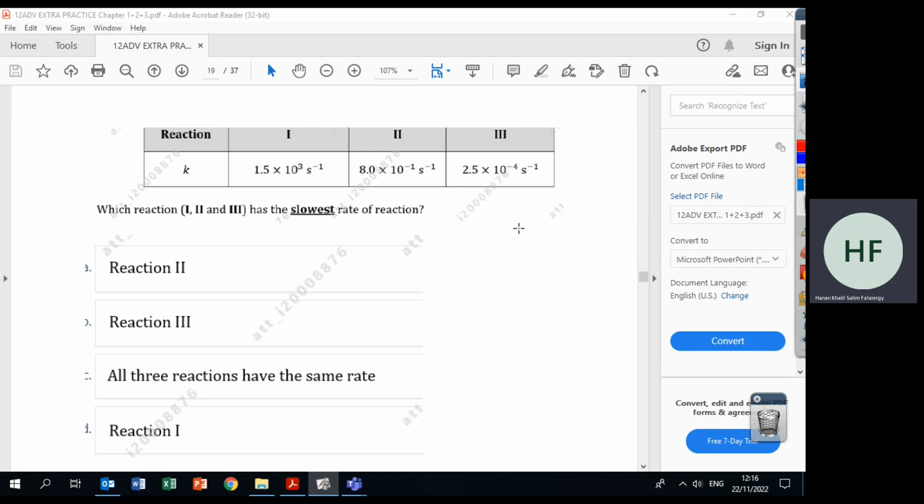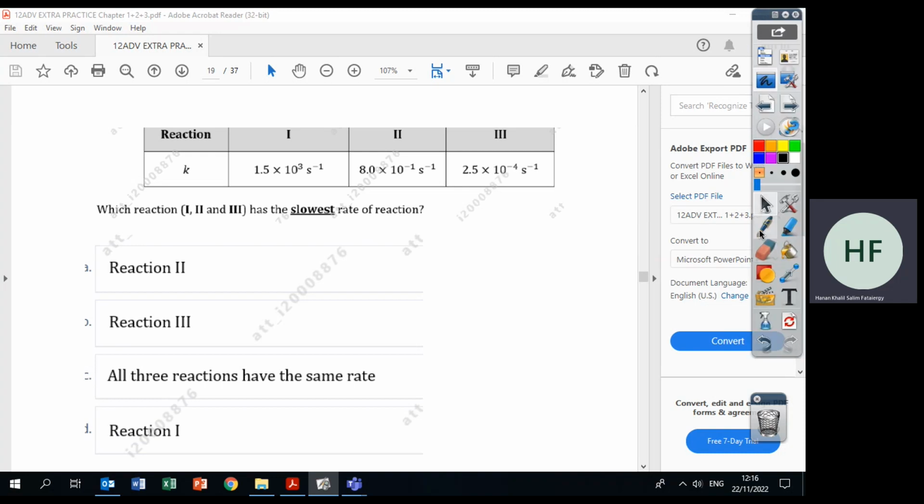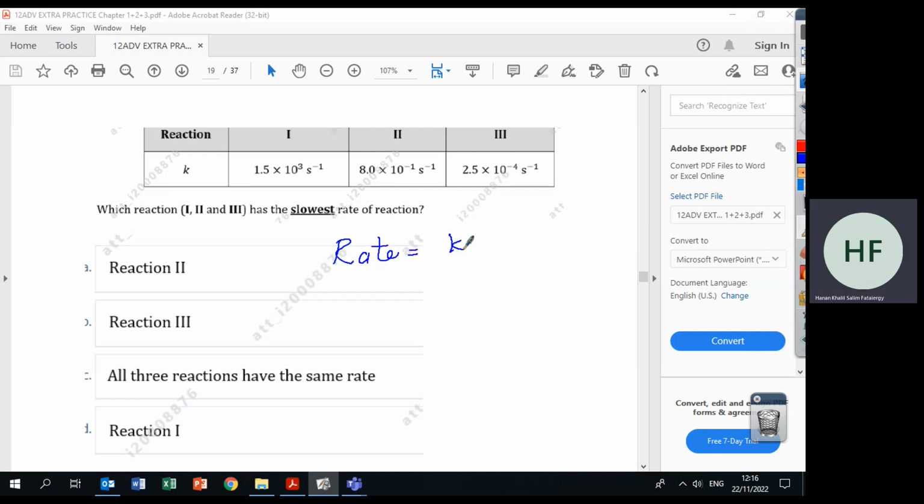Okay, now which reaction will have the slowest rate of reaction? You know that the rate is equal to K times the concentration of reactants. So if K increases, the rate will increase. And if K decreases, the rate will decrease. So slowest rate means smallest K. Which K is smallest? Reaction 3, because this one is the smallest number.